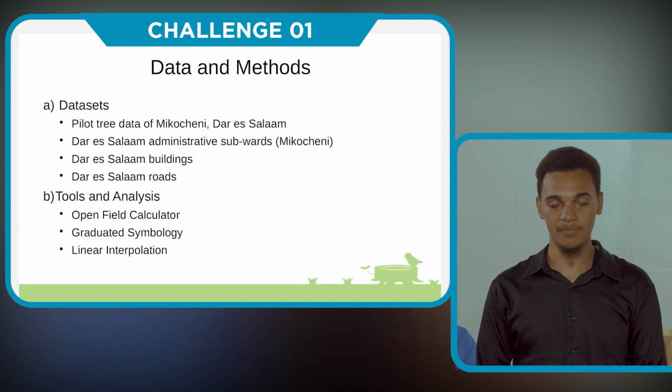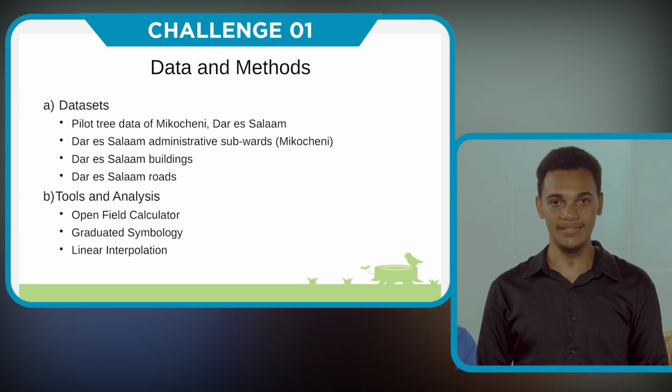We now come to the data and methods that we used for our visualization. The data sets involved the pilot tree data in Dar es Salaam, consisting of 500 trees. We had the Dar es Salaam administrative subwards, particularly that of Mikocheni. We had the Dar es Salaam buildings, as well as the Dar es Salaam roads layer.